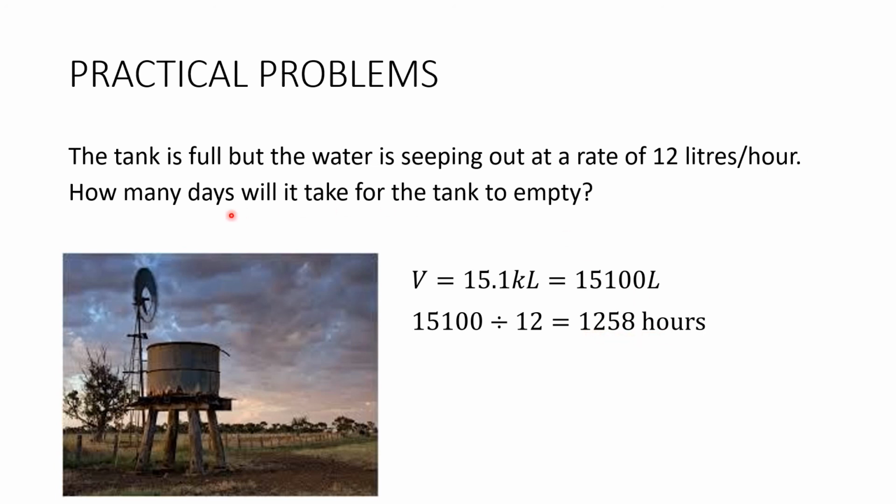Okay, we want to know how many days it'll take to empty, how many hours in a day. There are 24, so we want to know how many lots of 24 go into 1258. So we're going to divide by 24, which gives us 52 days.